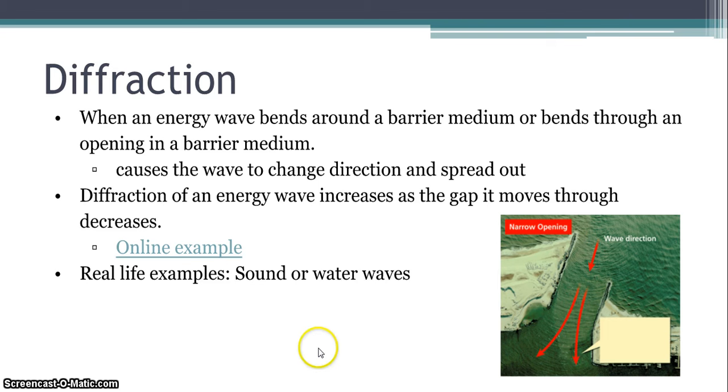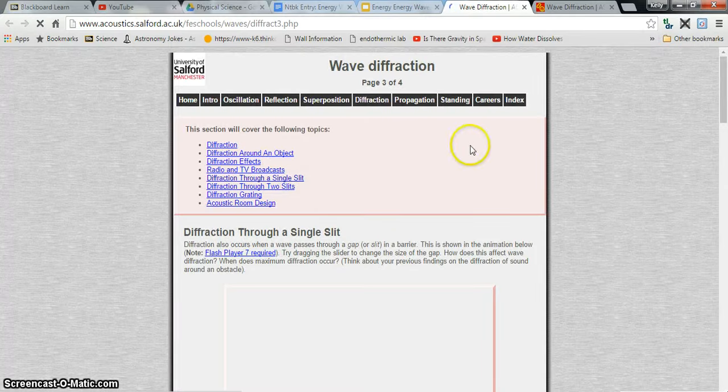So I'm going to take you right here to an online example to help you understand this next relationship. Diffraction of an energy wave will increase, so there will be more bending and spreading out, if the gap gets smaller. So we're going to look at how that happens online real quick.